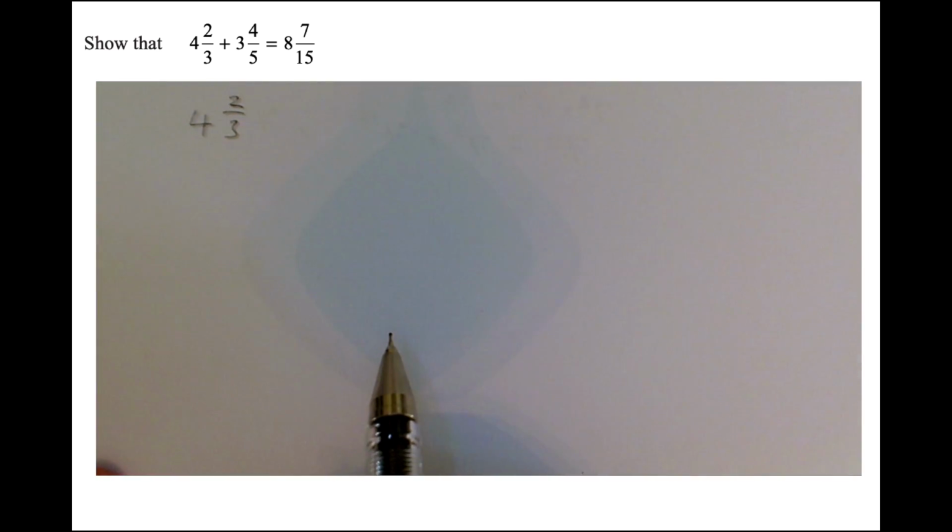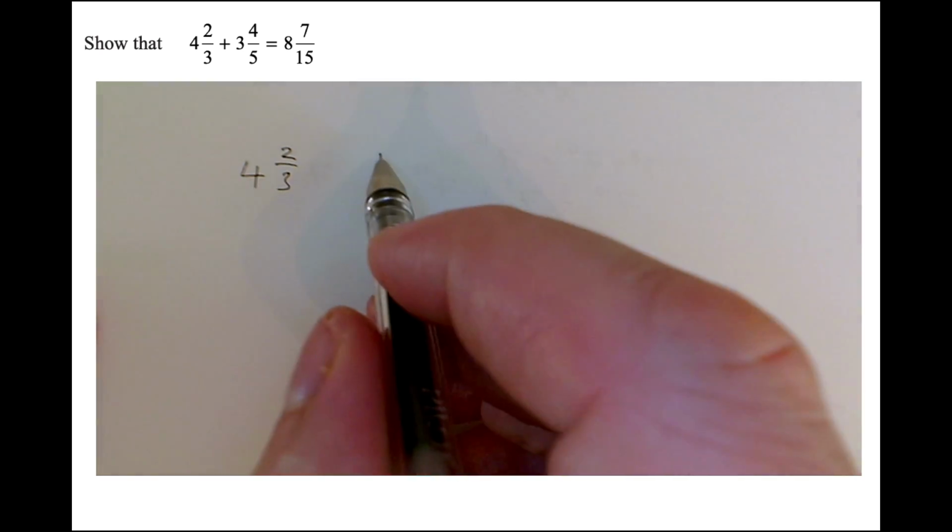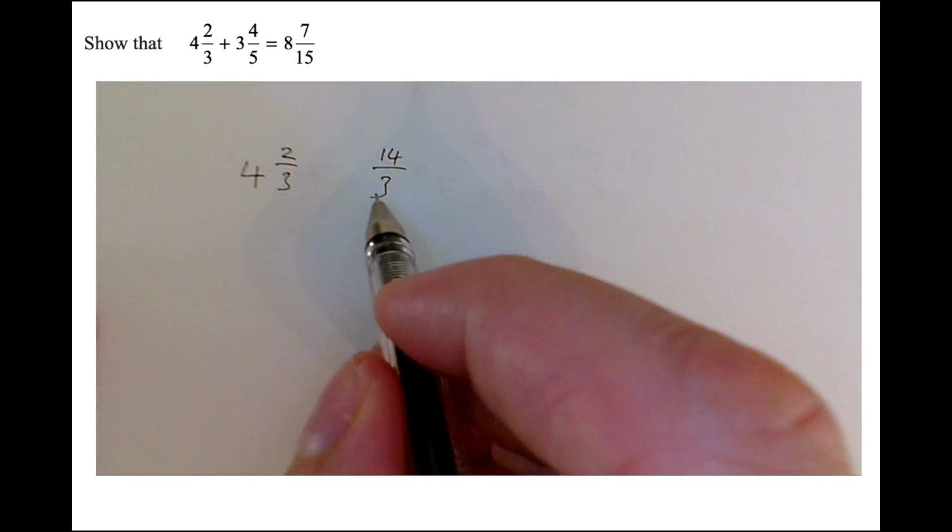Okay, so you've got the ubiquitous fraction question here. You can really expect to see one of these in the exam. So you've got to know how to show something is true. So what we're going to do is convert these into vulgar fractions, that's top-heavy fractions. So 3 fours are 12, plus 2 is 14 over 3.